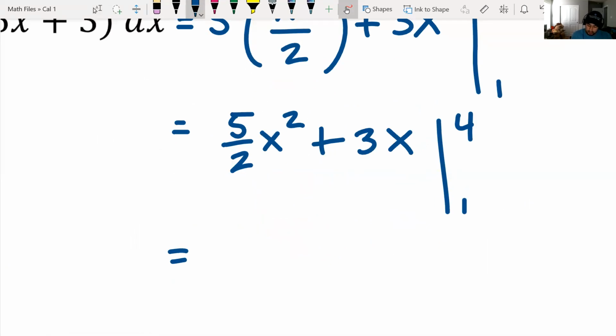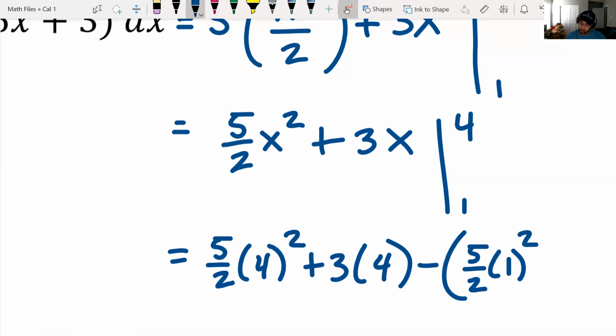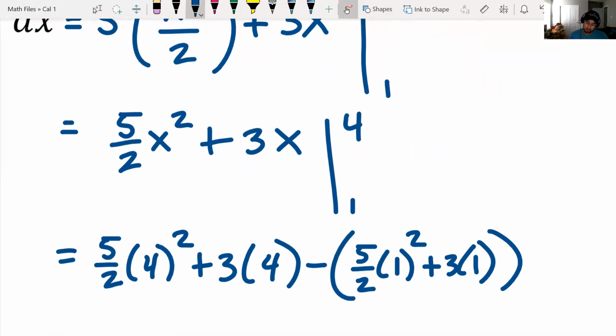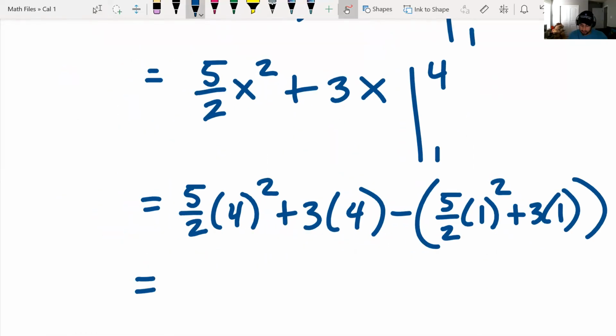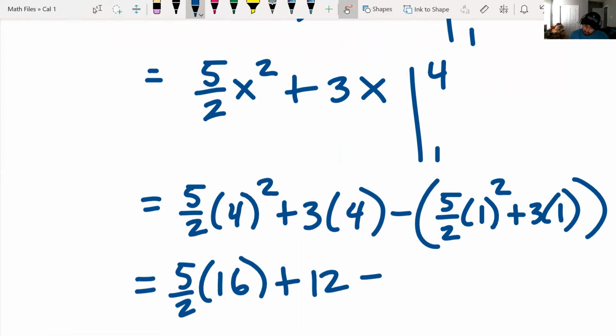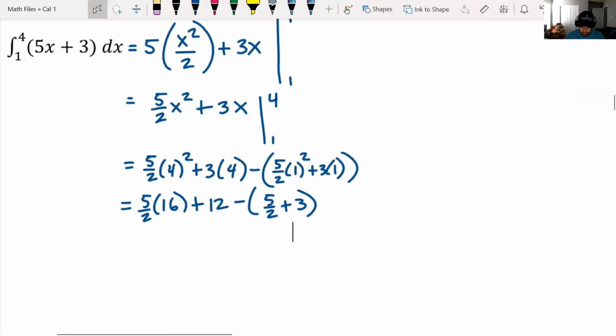All right, so I have 5 halves times 4 squared plus 3 times 4 minus, start a parentheses, 5 halves times 1 squared plus 3 times 1. All right, what is that? 5 halves times 16 plus 12 minus 5 halves plus 3.